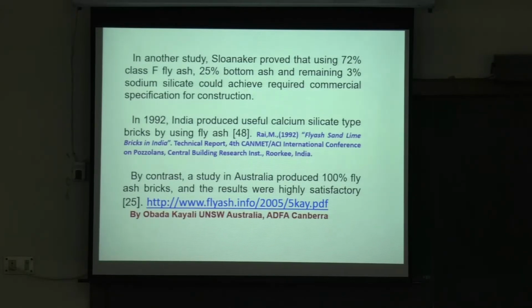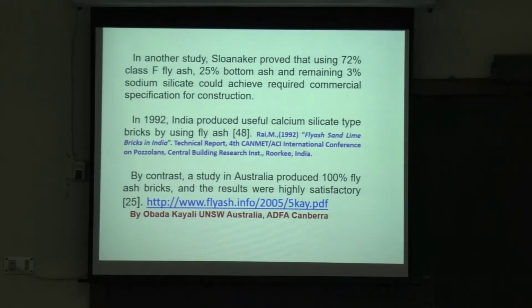In another study, again an Indian study, Sloankar proved that using 72% class A fly ash and 25% bottom ash, we have given this bottom ash composition in one of the earlier slides yesterday, and the remaining 3% sodium silicate, could achieve the required commercial specification. So that is the way research goes. You do something, you get something good, but it needs to be better, and that's what research does.